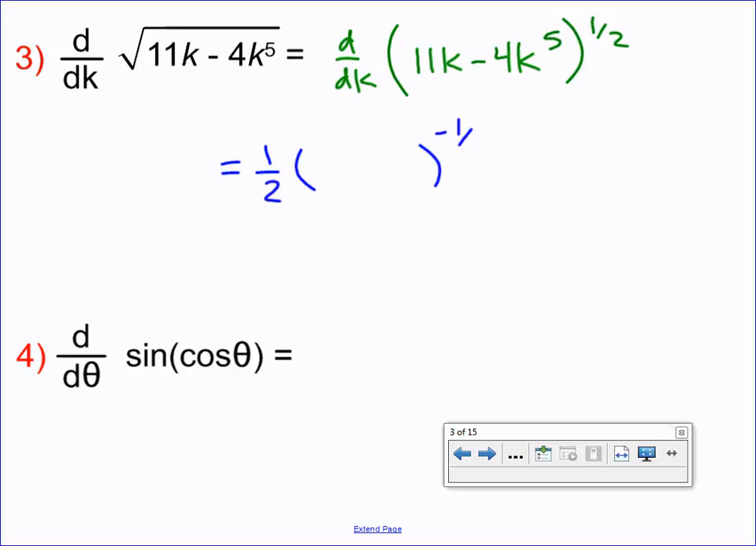Negative 1/2. So there's my derivative of the overall function, evaluated at my inner function. What's my inner function? Well, that was the polynomial 11k minus 4k to the 5th. And then times the derivative of the inner function. My squiggle underlined inner function would have derivative with respect to k, 11 minus 20k to the fourth. There's my derivative of the inner function.